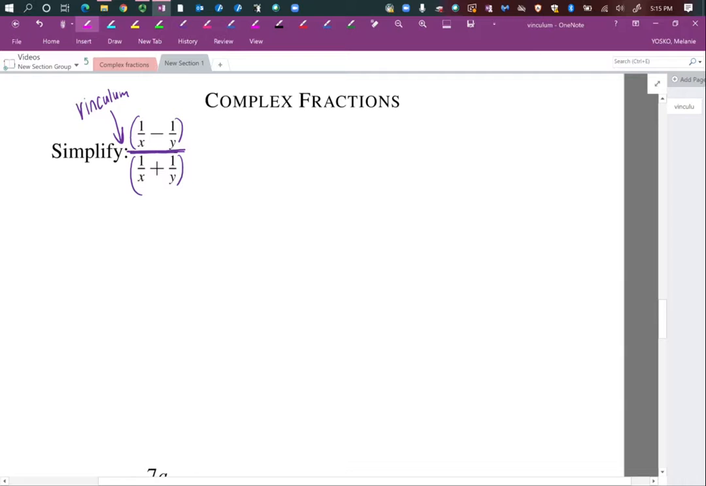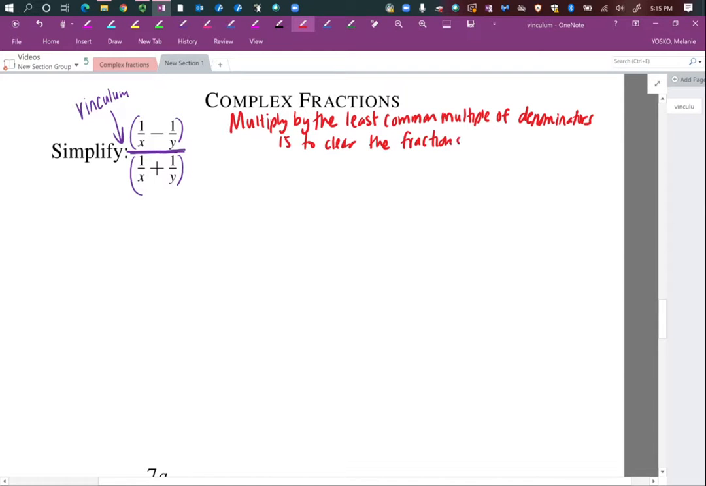Okay, so the way we're going to handle this is we are going to multiply by the least common multiple of the denominators. And our purpose for doing that is to clear the fractions. Now there's still going to be one big fraction, but we're going to clear the fractions within. So notice here this is the numerator. We're going to look at the numerator for the numerator.